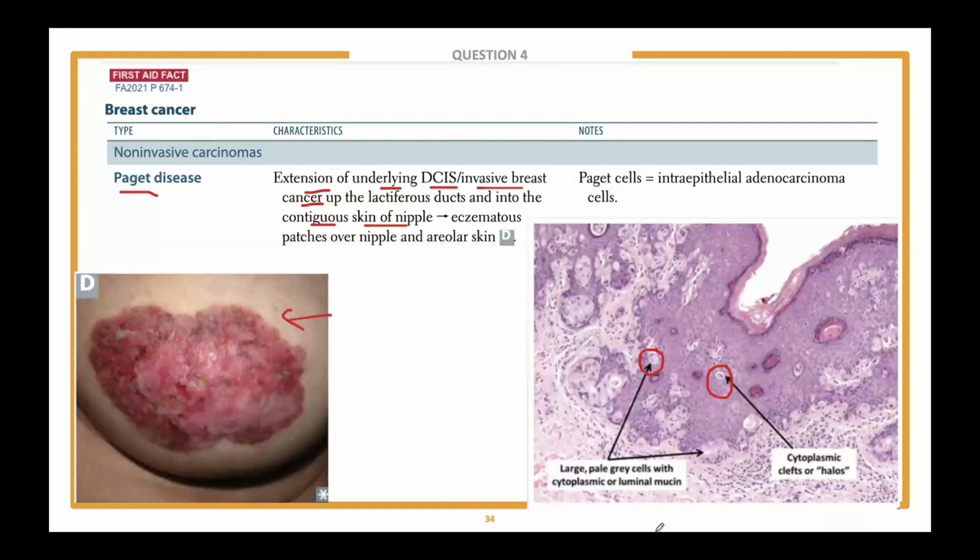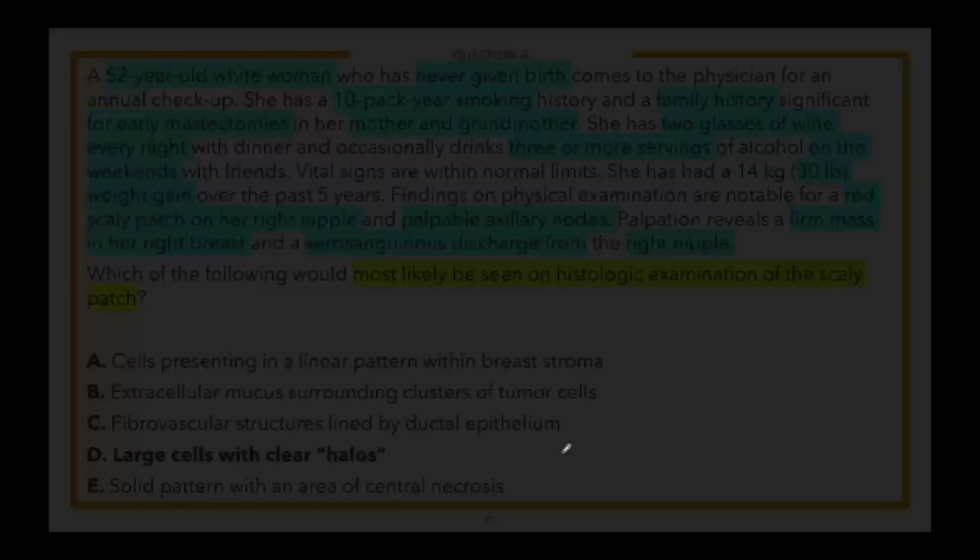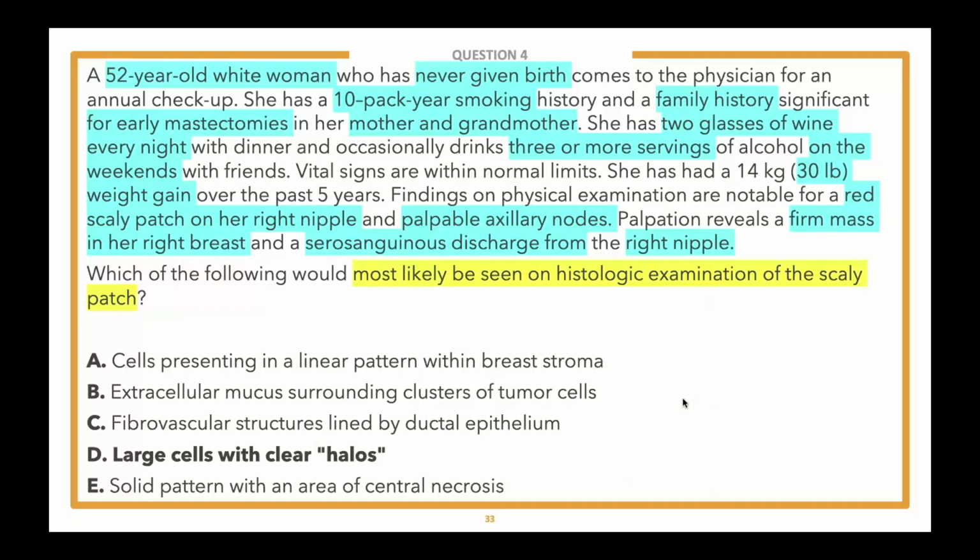So when we go back to our question and we look at the answer choices, it becomes kind of clear: she has this scaly patch on her right nipple, okay? This may be an underlying breast cancer, which is also suspicious given the lymphadenopathy and the discharge. And if it's Paget's, we would see those large clear cells with halos around them, okay? What are the other answer choices getting at? Answer choice E is getting at a specific subtype of DCIS, or ductal carcinoma in situ, okay? Not what we have here. We diagnosed this as Paget's disease.